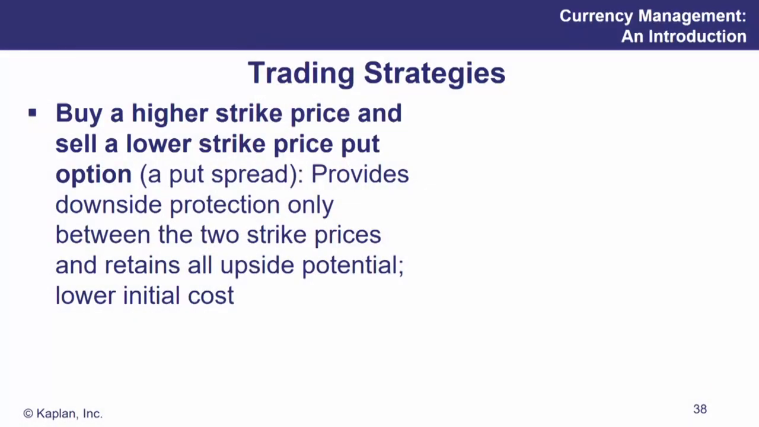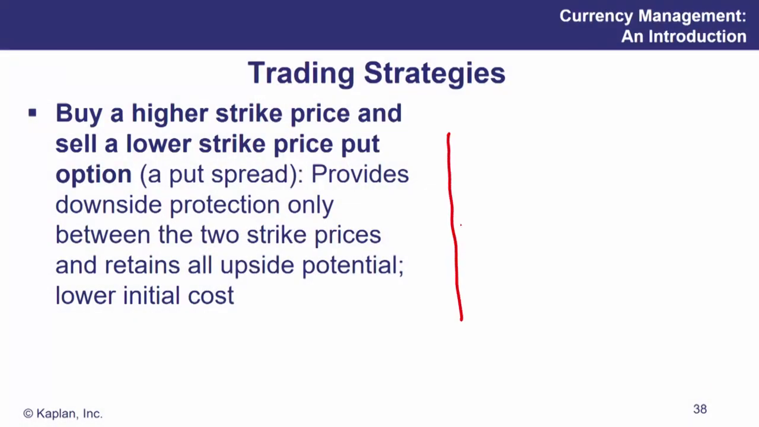If the asset value increases, if the currency value increases and you don't need the put options, then you spent money on those two option premiums that you ended up not needing, but you have all that upside potential. If the value goes up, then that value comes to you. Now, how about the downside protection? We're buying a higher strike price put and we're selling a lower strike price put.